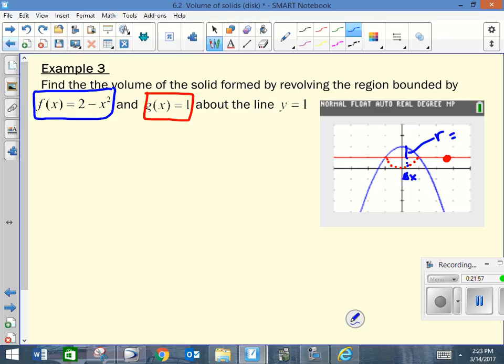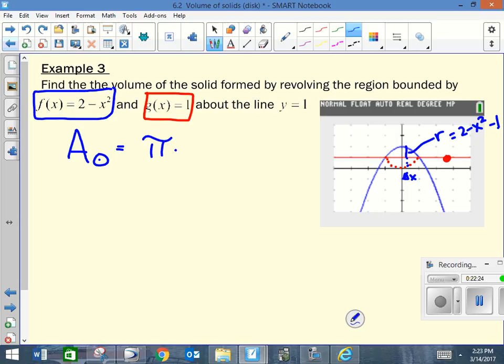I got 1 minus x squared. I did 2 minus x squared minus 1. 2, very good. 2 minus x squared is the top, minus the bottom is 1. Regardless of where you draw that radius, 2 minus x squared is the top, 1 is the bottom. 2 minus x squared, remember the x is changing, but the boundary is still 2 minus x squared. Does that make sense?